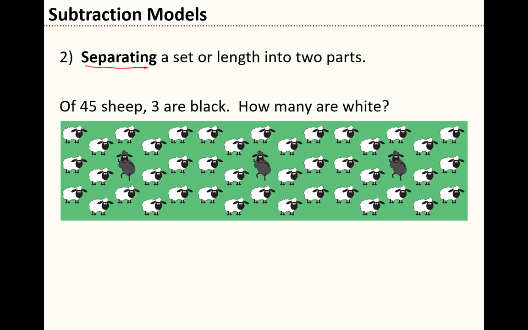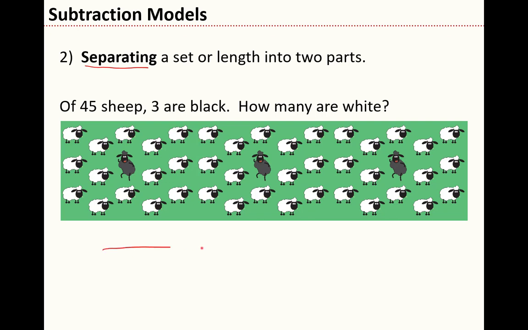Model 2 is separating. Separating a set or length into 2 parts. So now let's imagine there are 45 sheep and 3 of them are black. How many are white? I'm mentally separating all of the sheep into 2 categories, black and white. I know how many there are of one category, so I can figure out how many there are of the other category. With 45 altogether, 3 are black, so I subtract 3 and I find that 42 have to be white.